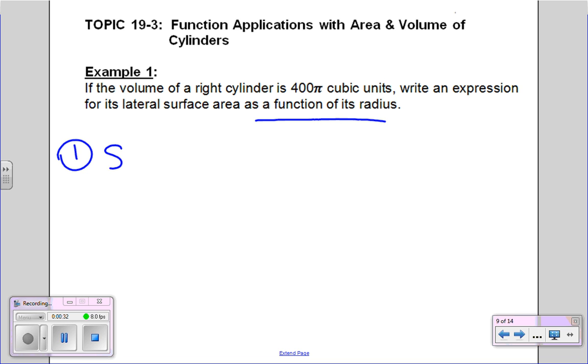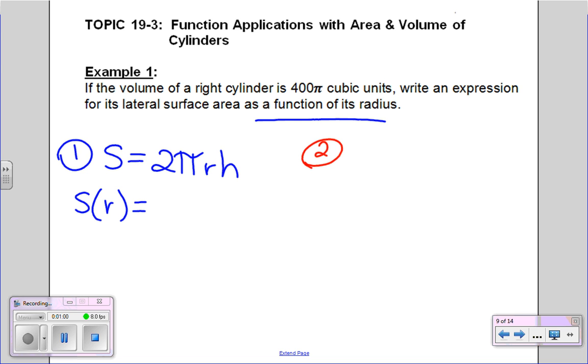So let's write down the formula for lateral area of a cylinder. And that's going to be S equals 2 pi R H. So we want to write this as a function of its radius. So I can see in the formula that we have an R, but we also have an H. So I want to replace the H with an expression that has an R in it. So let's look at what other information we know.